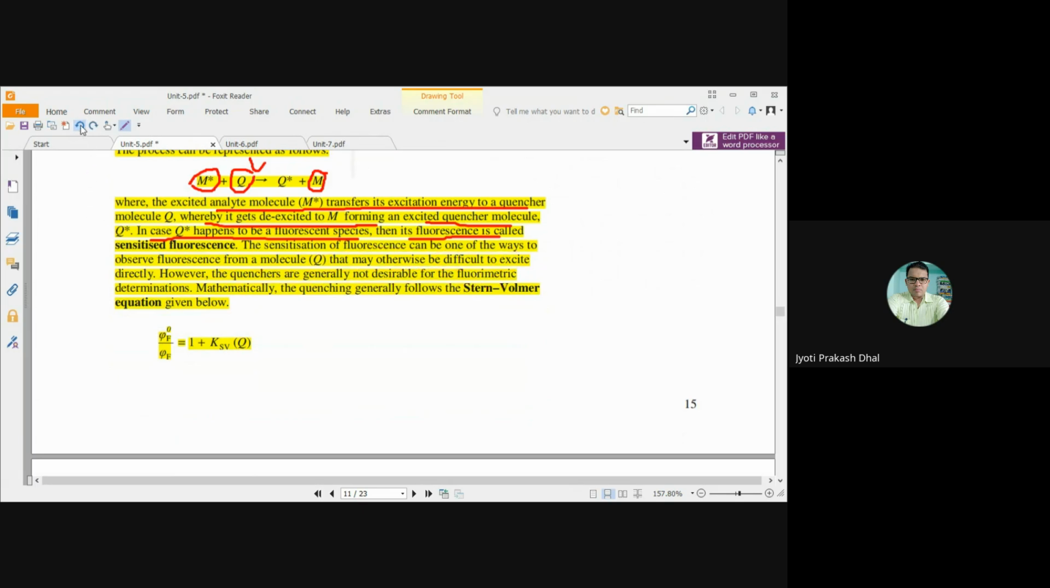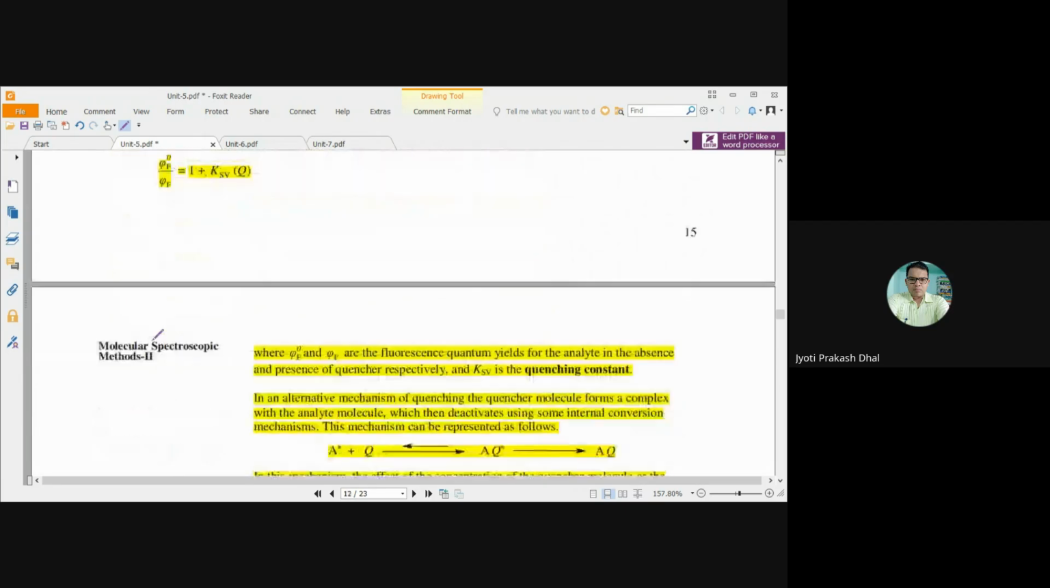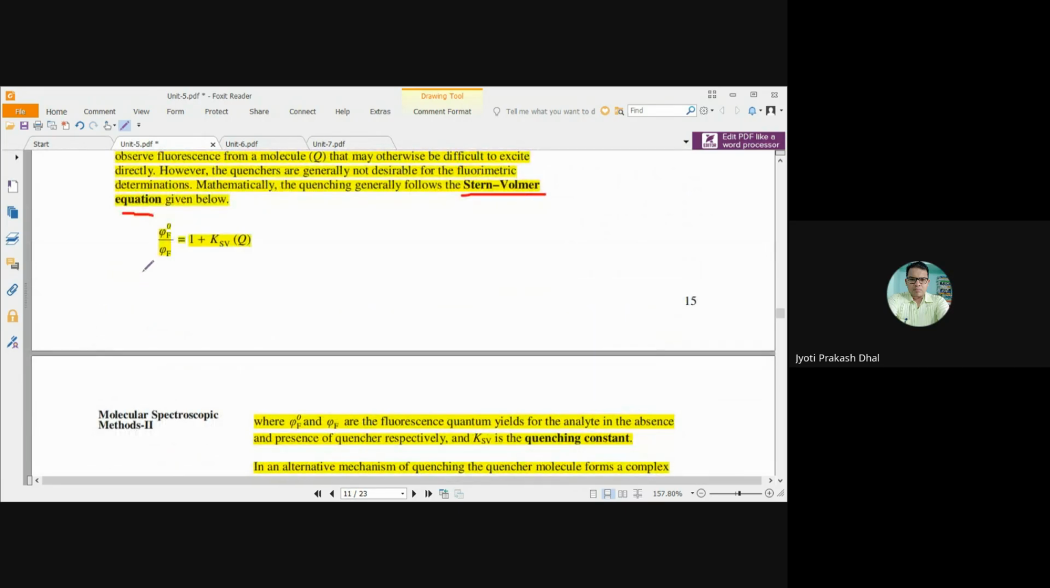Mathematically, the quenching follows the Stern-Volmer equation. This is another long equation, called the Stern-Volmer equation, and it can be given as phi f naught divided by phi f equals 1 plus K_SV.